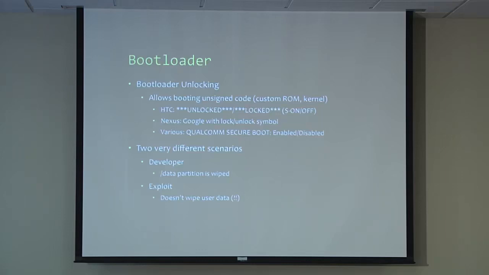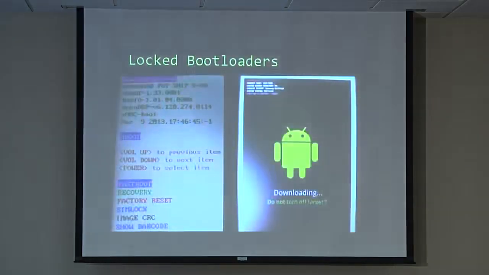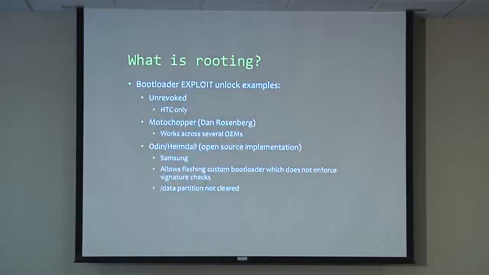The first one is developer unlocking, where it wipes /data, which is all of your personal private data. And then exploit, where it doesn't wipe data, and it would allow someone to gain root that way. So when a bootloader is locked, this is what it looks like. On the left is an HTC. You can see it has both the locked and the S on flags. And then on the right, you can see, it's a bad picture, Samsung official, and Qualcomm Secure Boot enabled. So that's how you know those bootloaders are locked.